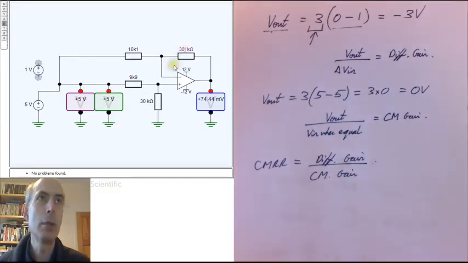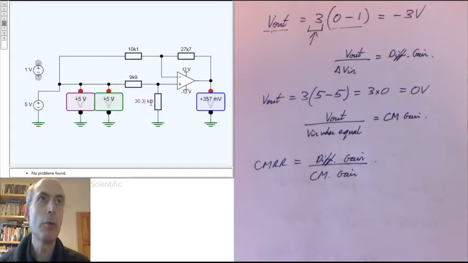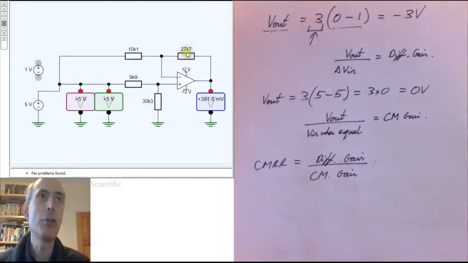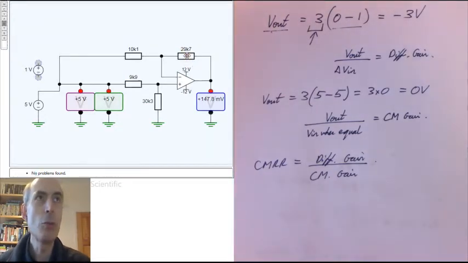This could be 29.7k, 1% below 30k. This one could be 30.3k, which is 1% above 30k. And now we no longer have a differential amplifier, at least not an ideal one. We've tried to select two 30k resistors, but we've been unlucky.